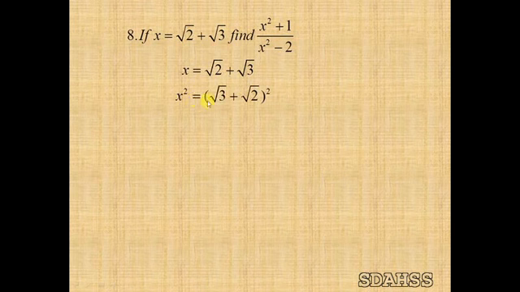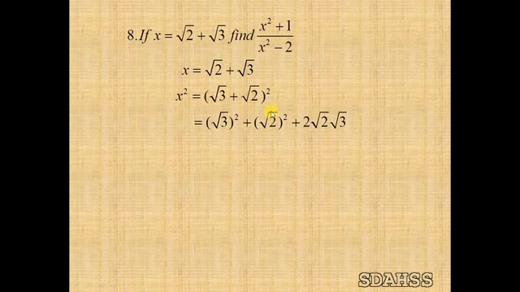x square is equal to root 2 plus root 3, which can be written as root 3 plus root 2, then whole square x square. This is of the form (a plus b) whole square, which is equal to a square plus b square plus 2ab. So this becomes root 3 whole square plus root 2 whole square plus 2 into root 3 into root 2.